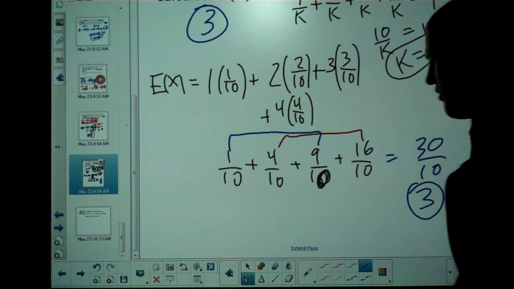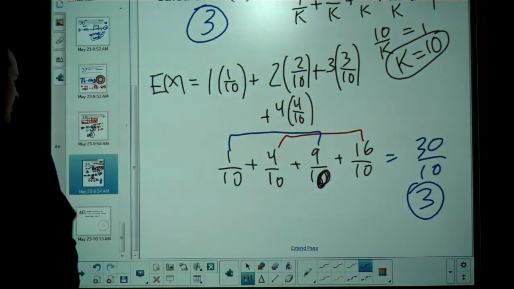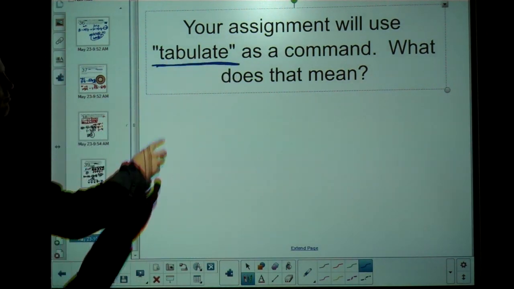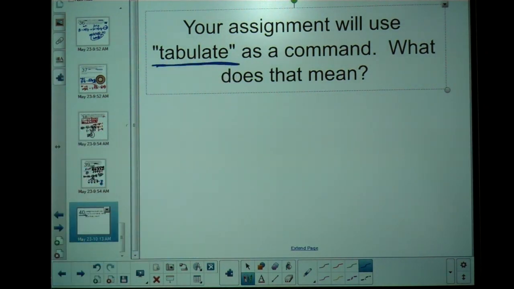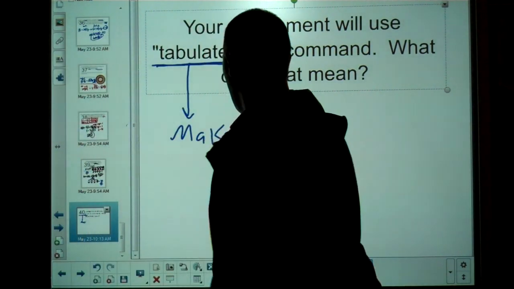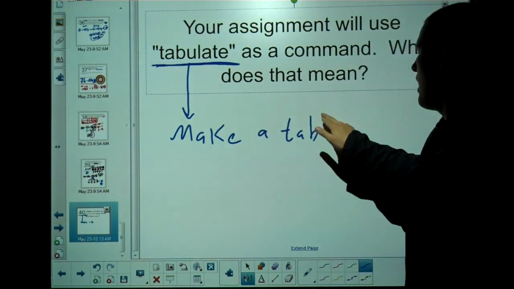Before we conclude, we got one more thing. There's going to be a piece of vocab that pops up in your assignment today. It's going to use the word tabulate. And so that's something that I don't think we've ever talked about before. When you're asked to tabulate, what do you think that means? In the same way that calculate means come up with a number for the answer, tabulate means make a table to represent the situation. Your answer will be the table. So I'm going to add that up here. Tabulate means simply make a table.